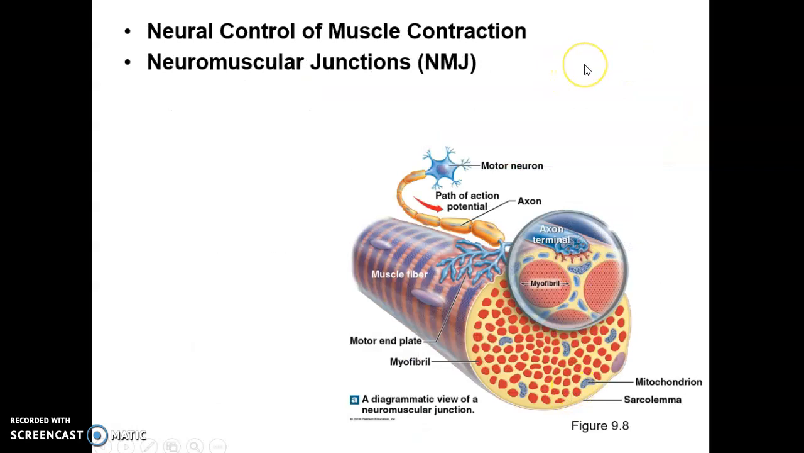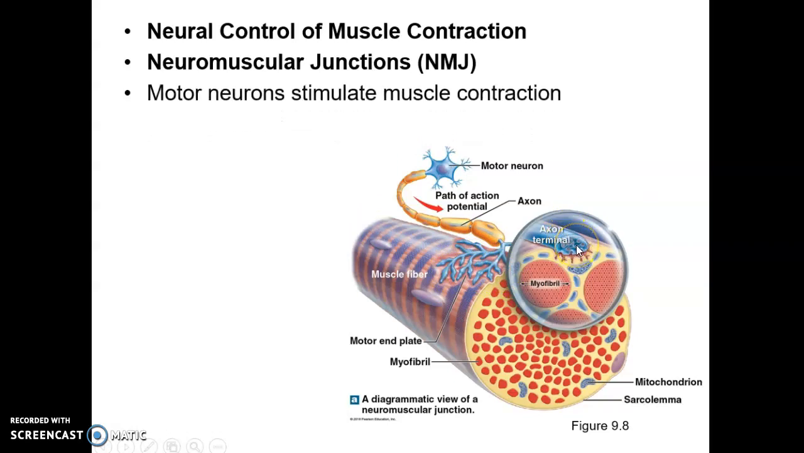Okay, so let's talk about the neural control at the neuromuscular junction. So the motor neurons, this is the cell body of this neuron. It's in your spinal cord. It has a long extension called an axon, and where it reaches into the muscle and the fibers, it branches, and it ends at what are called axon terminals, where the neurotransmitter acetylcholine is stored.